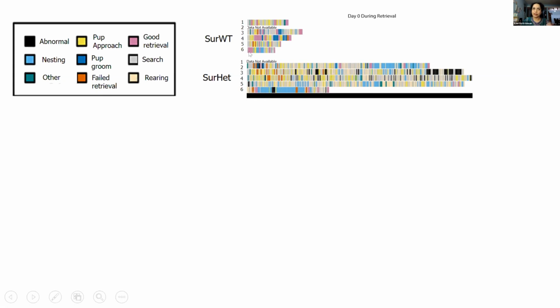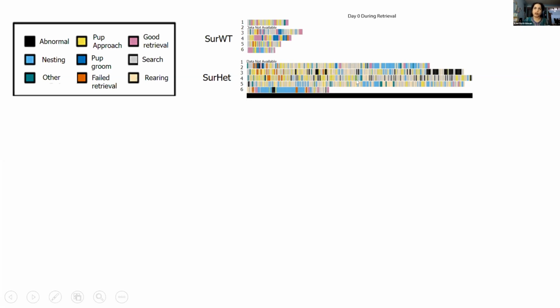So what we can immediately see is that each block, each behavior actually doesn't look the same as another one. So there's a lot of individual variability across different animals. The second part is that the gray, which is the search phenotype, and the retrieval, the full good retrieval, is the pink phenotype. You start seeing those emerge in the surrogate wild type pretty well. Whereas in the surrogate het, as we had previously shown, they don't actually do that process very well.